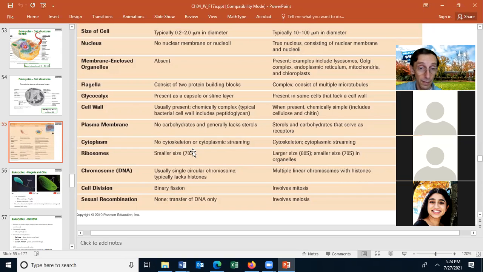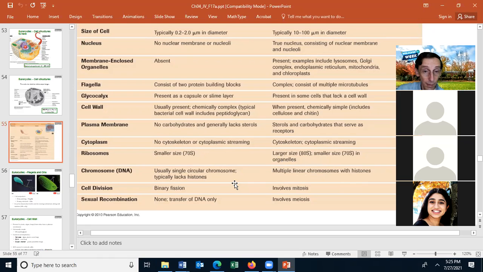Ribosomes, we've already talked about this, are smaller in the prokaryotic cell at 70S, and they're larger in the eukaryotic cell with 80S. And this table is telling you that you can find 70S ribosomes in the mitochondria and the chloroplast of eukaryotic cells. And we'll talk about that at the end of this lesson.